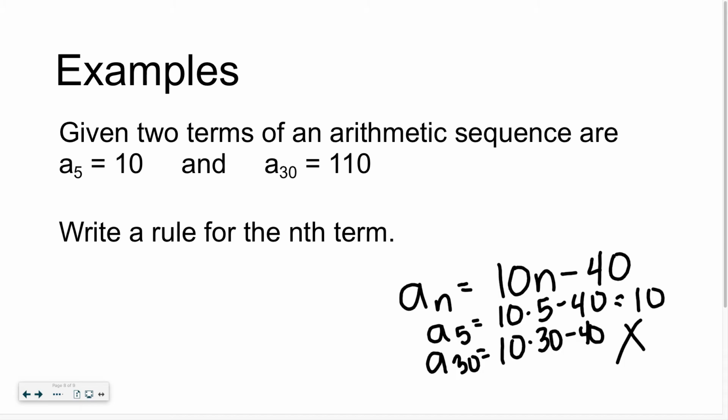Okay, so this is a very common thing. You'll write a rule and you'll be like, yeah, it works for one, but you might want to check it for another one, because if it works for two, I'm pretty good. I'm feeling like this is probably it. Okay, so what else could we share out? Zach, you want to say? We had 4n minus 10.